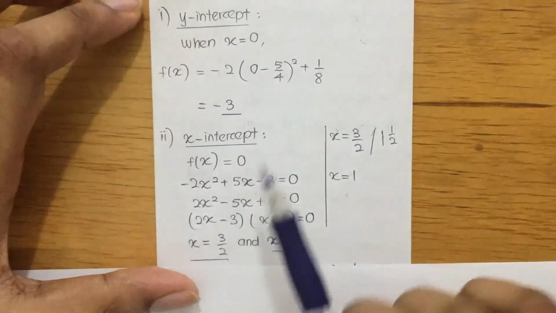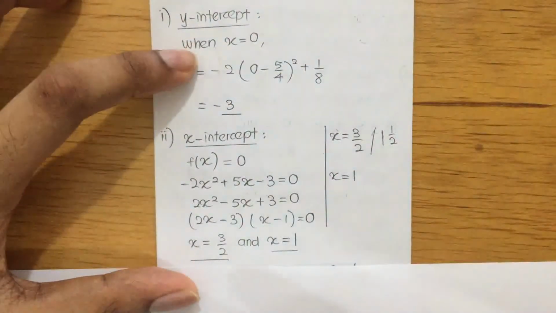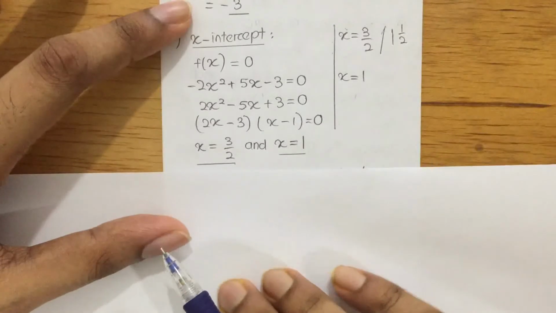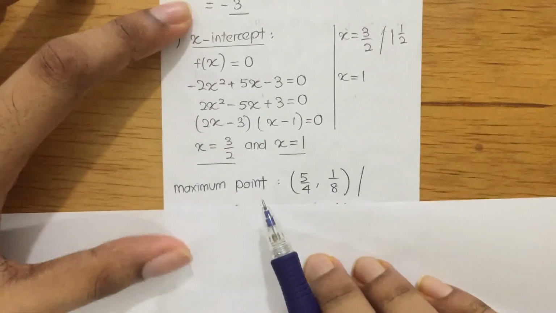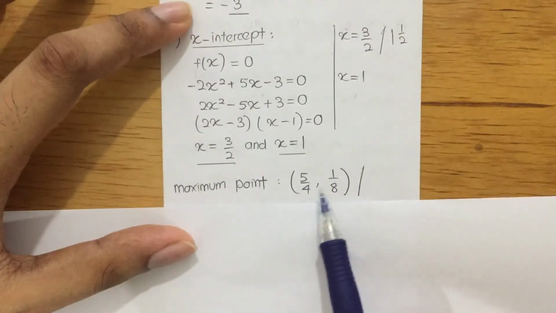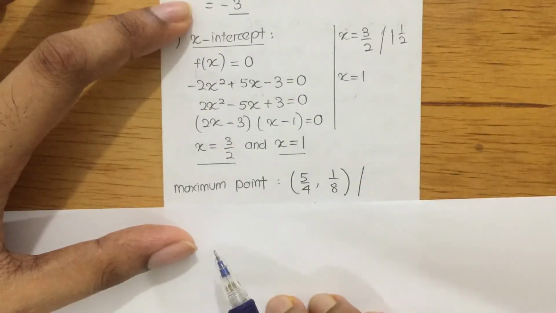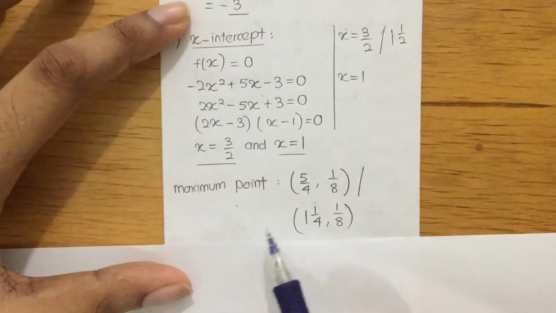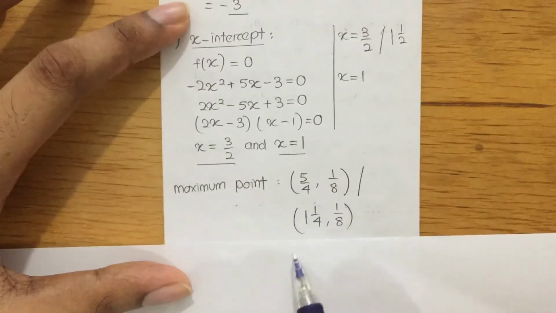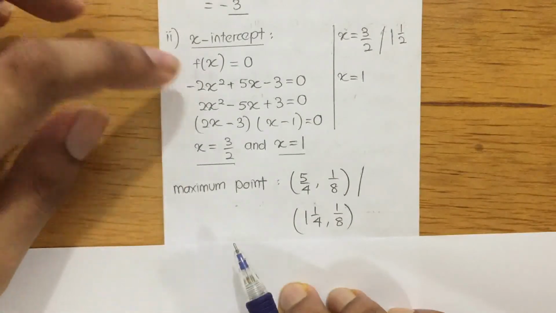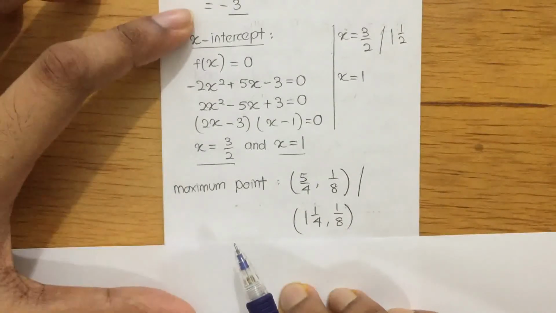Okay, we have already found the y-intercept and the x-intercepts. There is still one important piece of information left, which is the maximum point. In this case, our maximum point is 5 over 4 and then 1 over 8. So this is your coordinate. Or if you want to write in mixed fraction, also can, 1 and 1 over 4, comma 1 over 8. You have these 3 coordinates. It's sufficient for us to sketch the graph.